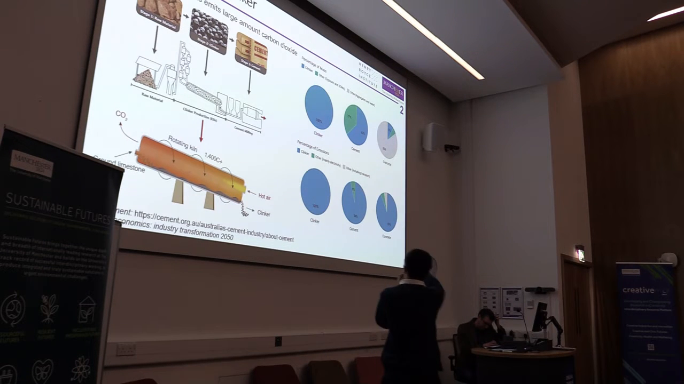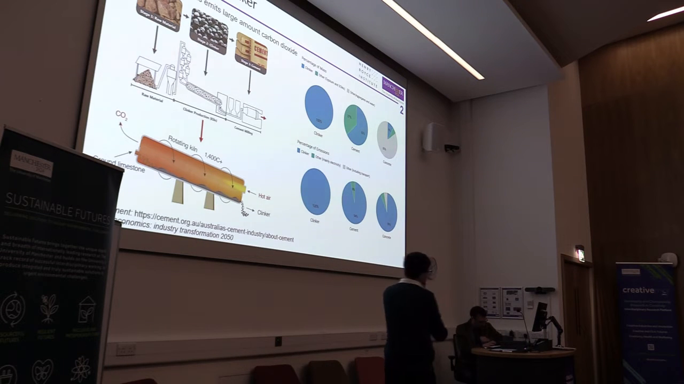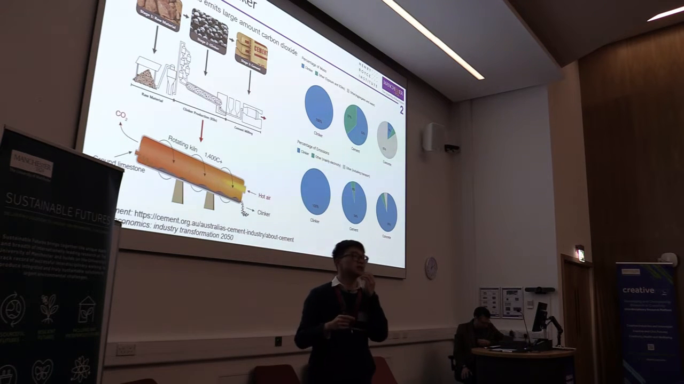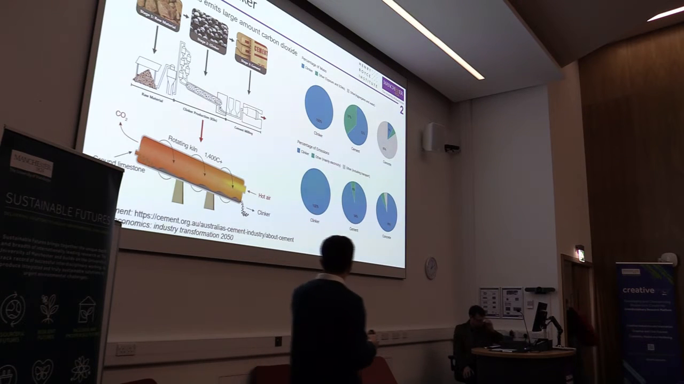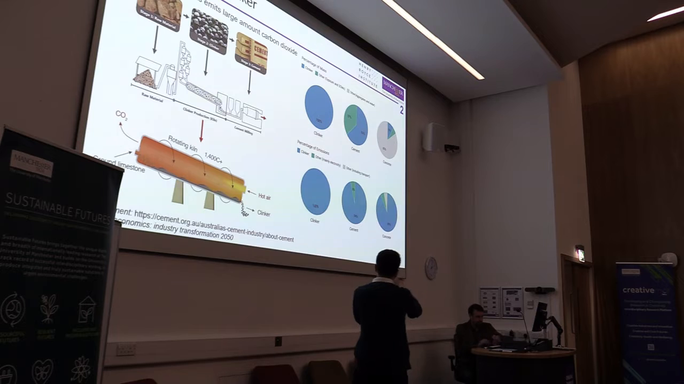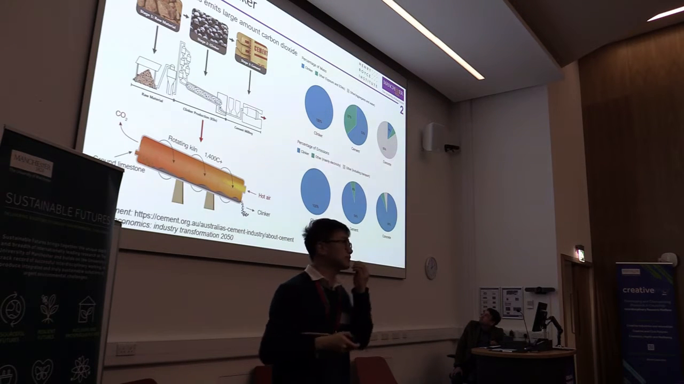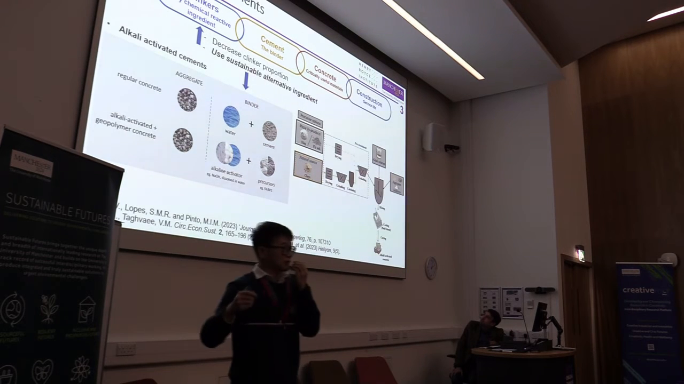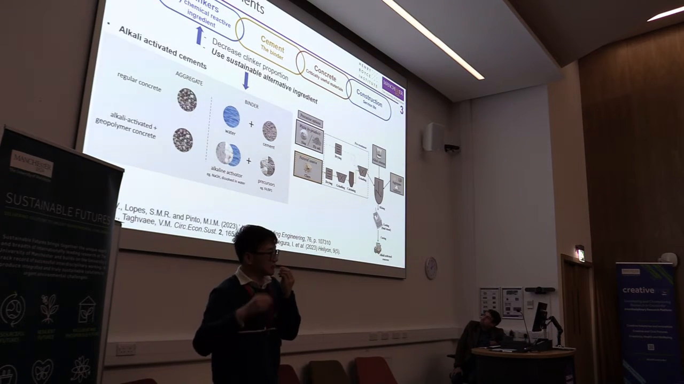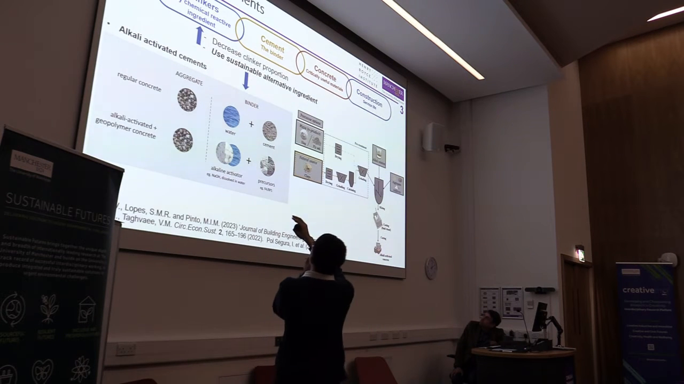As you can see in the figure on the right, even though clinker only takes up less than 10% of the final concrete production, it emits about 90% of the total carbon emissions. So what can we do to cut the carbon emissions in the cement and concrete industry?